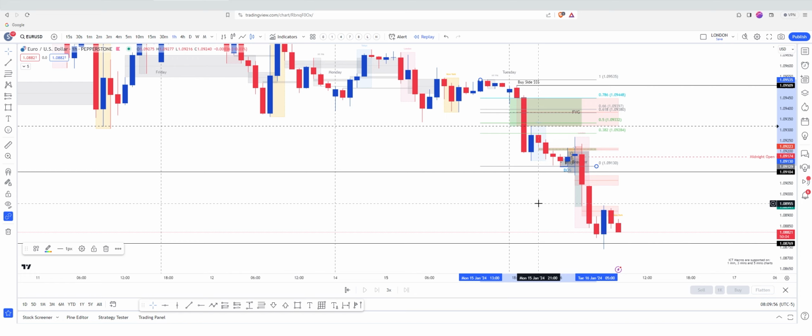Anyway, I hope you found the analysis useful. I hope everybody learned something. I know I did. It was definitely worth coming back and reviewing this trade.